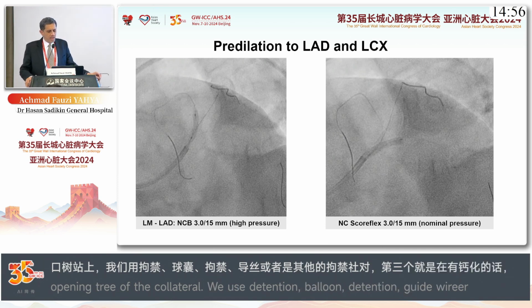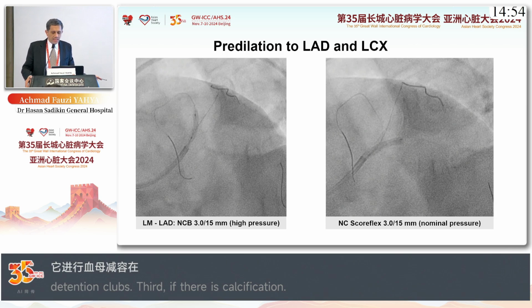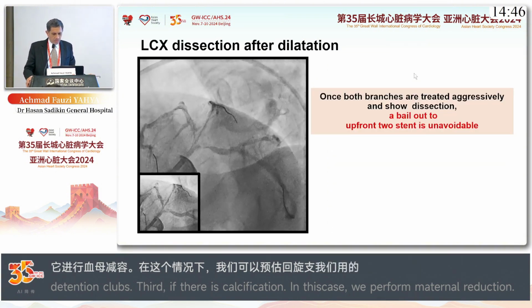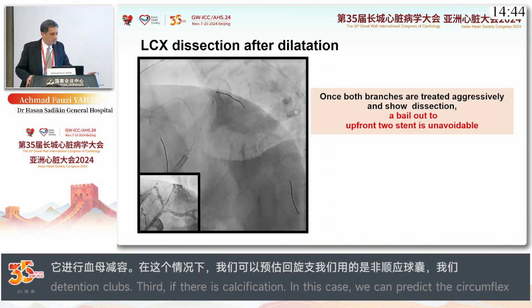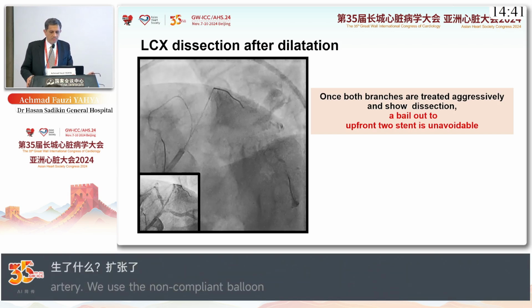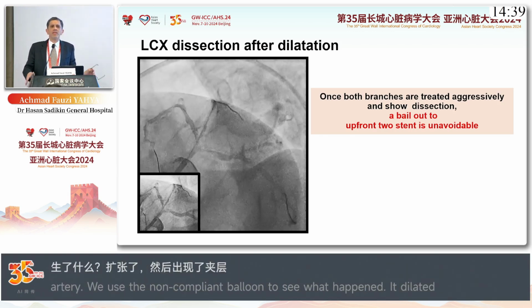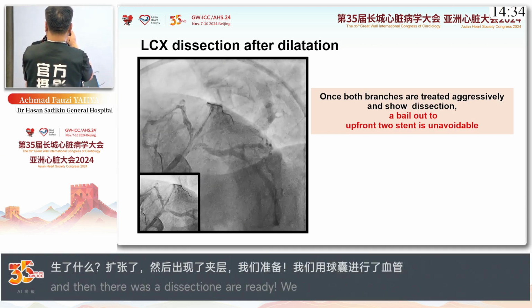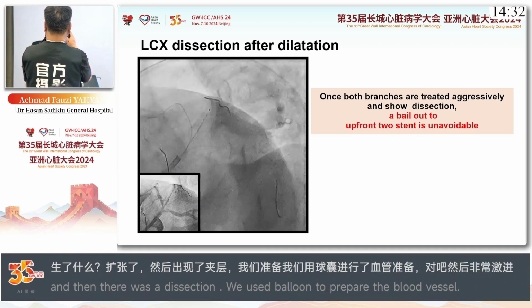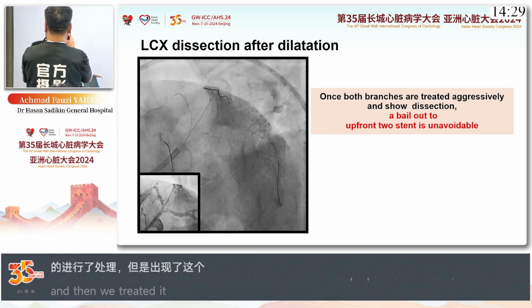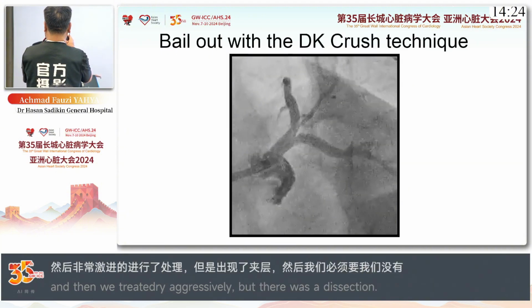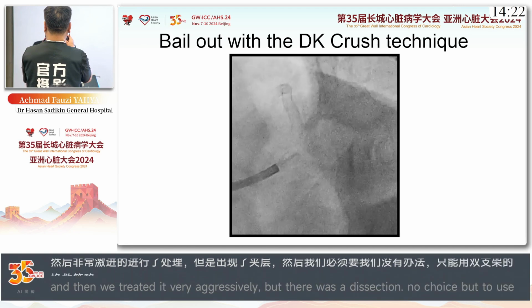So in that kind of situation, we predilate the circumflex using Scoreflex TO 1.5. But what happened? It dissected. The circumflex is dissected. Once both branches you already prepared using the balloon and treated aggressively show dissection, a bailout to an upfront two-stent strategy is unavoidable. At that point, we use a DK crush technique.